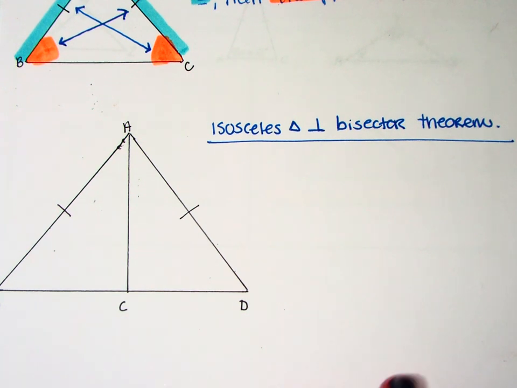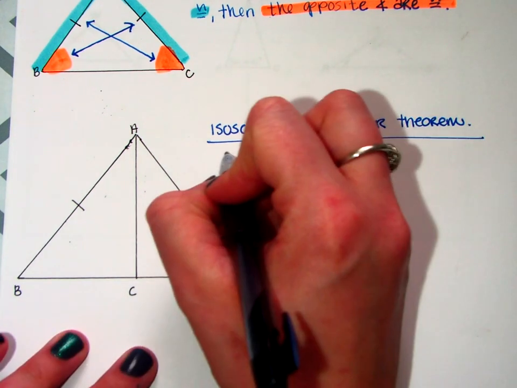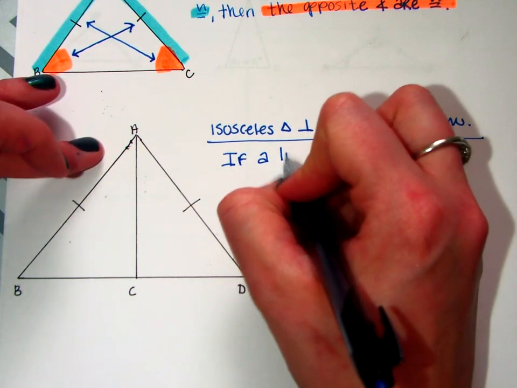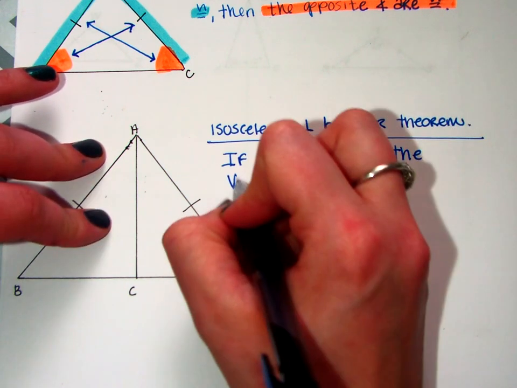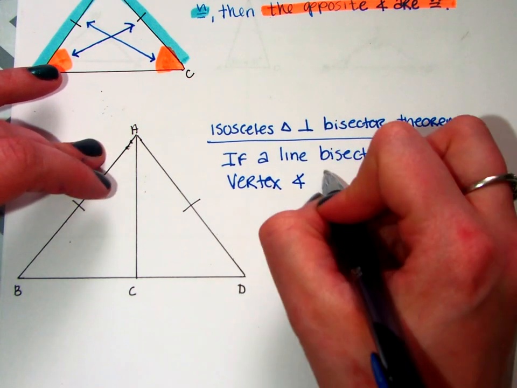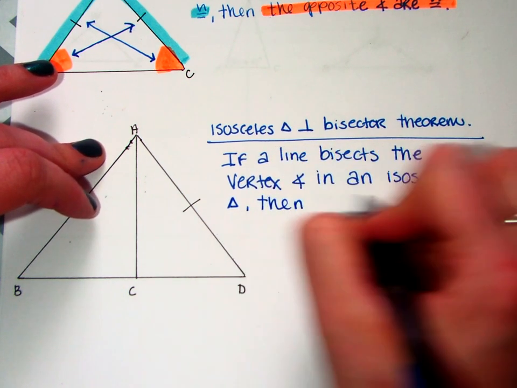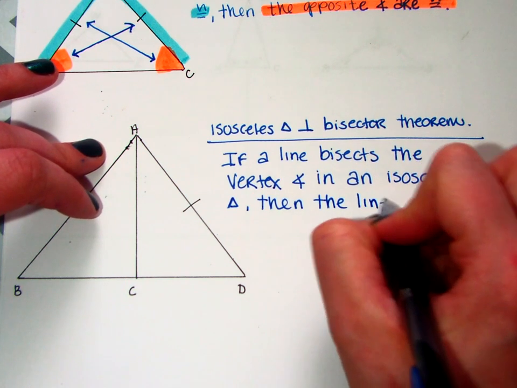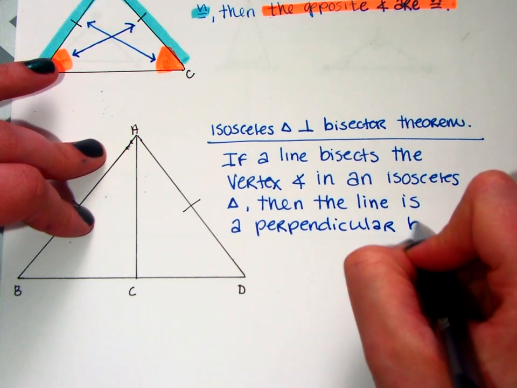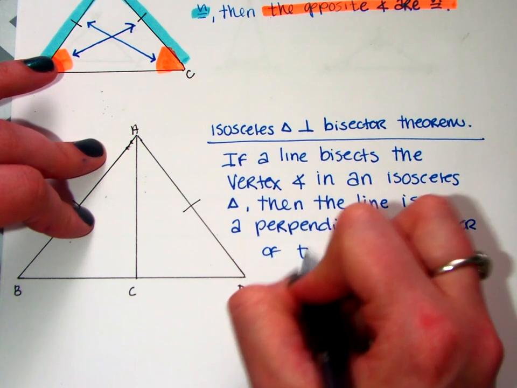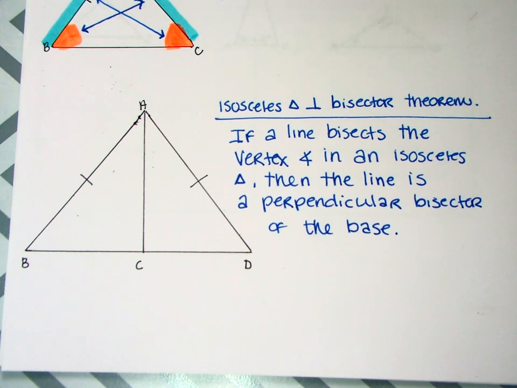So given this triangle, what we're going to do is actually create a bisector. So we're going to write the theorem first and then kind of draw it on our picture. The theorem states if a line bisects the vertex angle in an isosceles triangle, then the line is a perpendicular bisector of the base. Now, this sounds like a lot of words. It's a big theorem, but they're all words that you should understand. So let's kind of piece it apart.